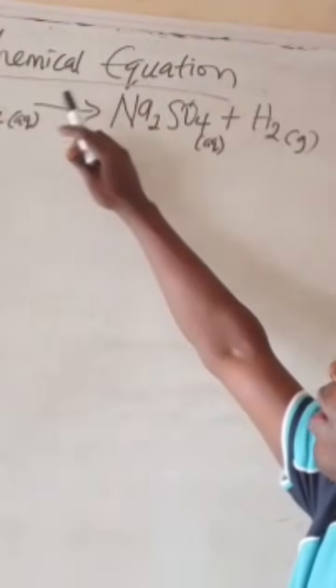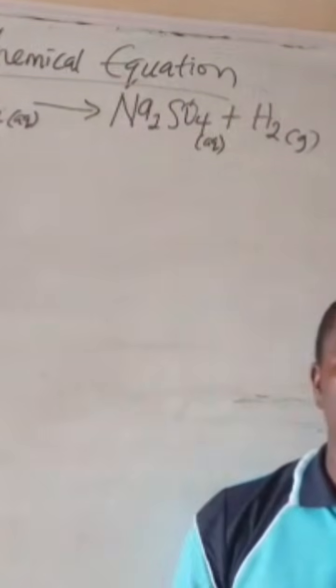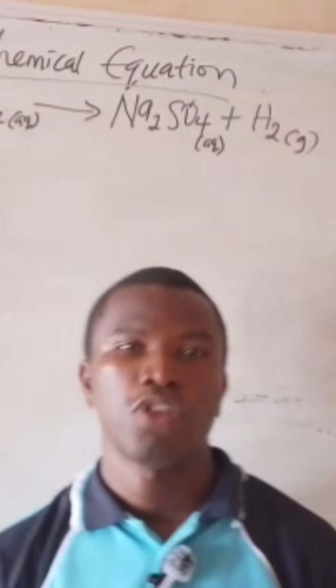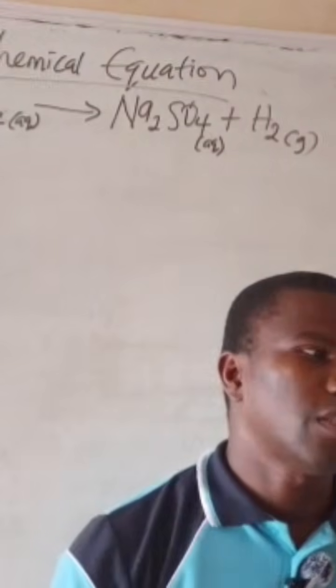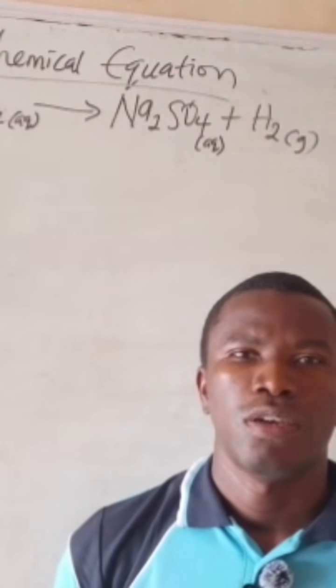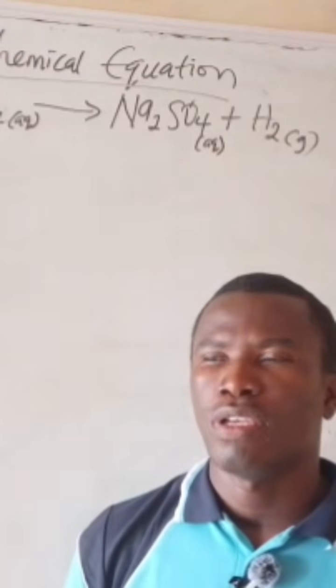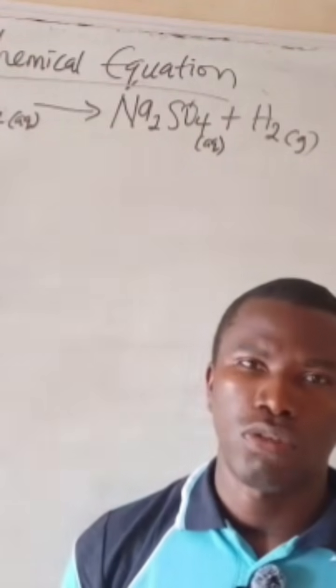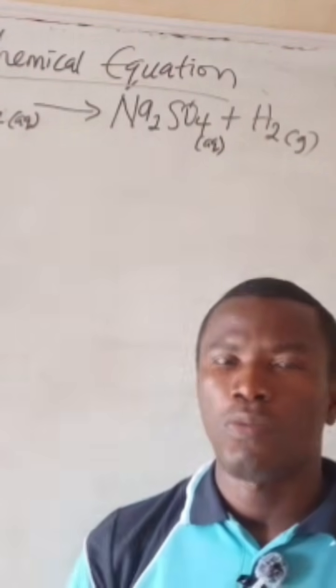Today we are going to be talking about balancing of chemical equations. When we talk about balancing of chemical equations, it's according to the law of conservation of mass, or conservation of matter, which states that the total mass of the reactants must be equal to the total mass of the products. Therefore, mass is conserved. So there is no loss of mass.